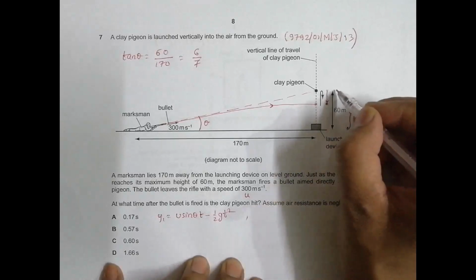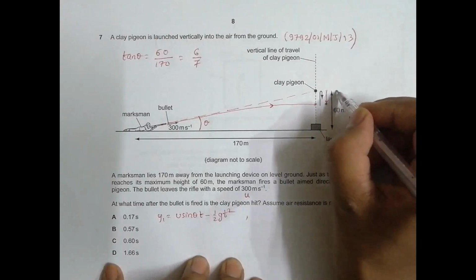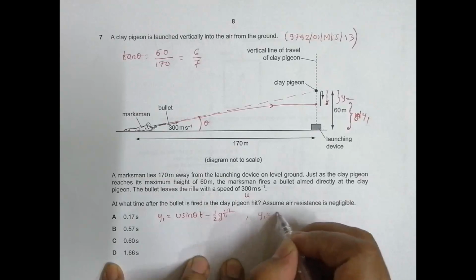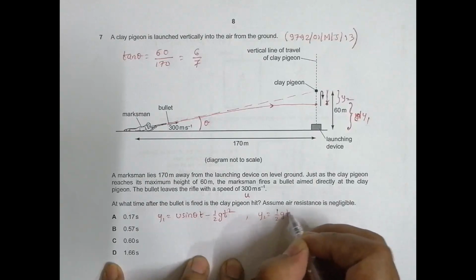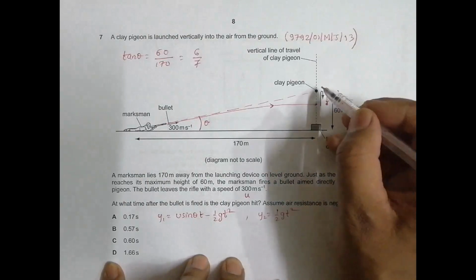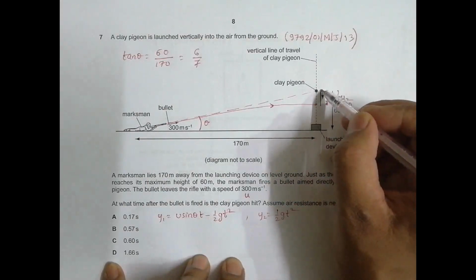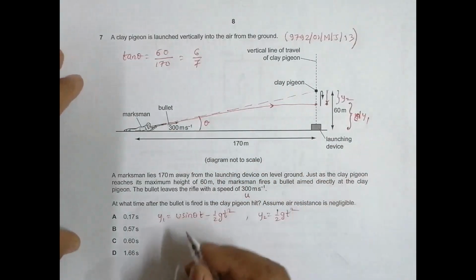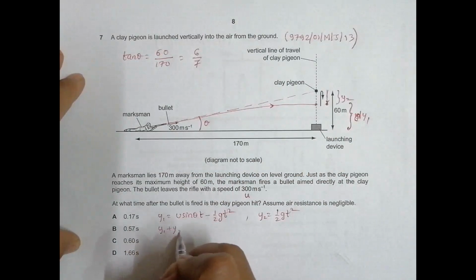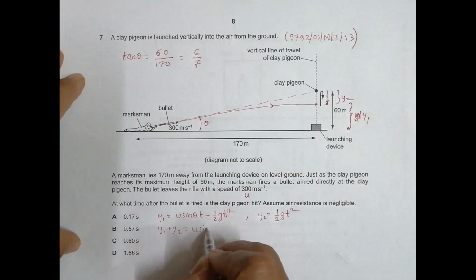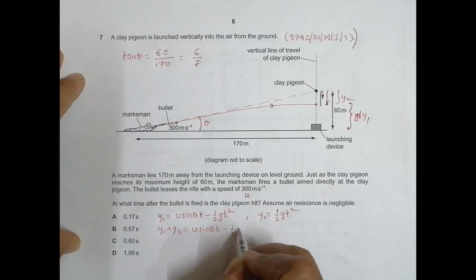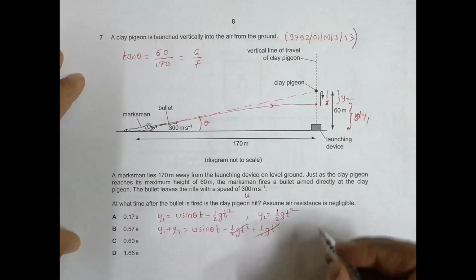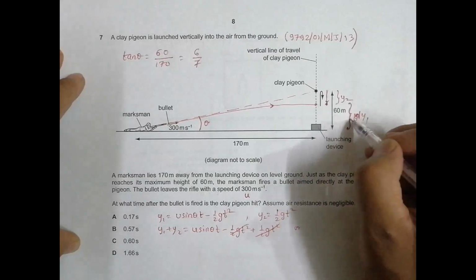And for the clay pigeon, it descends this much height. Let us say this height is y2. For the clay pigeon, y2 will be equal to simply 1 by 2 g t square, where t is the time after the bullet fires. When I add these two, y1 plus y2 becomes u sine theta into t minus 1 by 2 g t square plus 1 by 2 g t square. So these cancel. Now y1 plus y2 equals 60 meters.